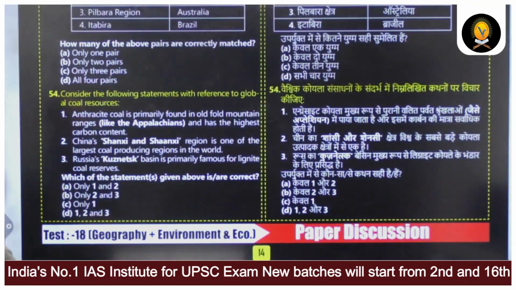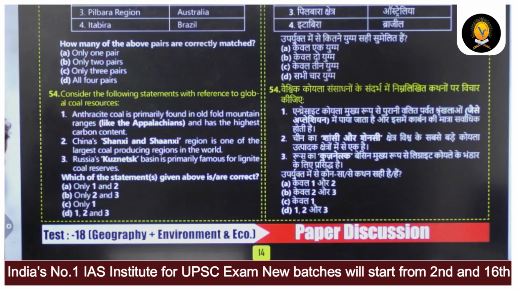Consider the following statements with reference to global coal resources. Antarctica coal is primarily found in old and mountainous regions. Anthracite coal is primarily found in old fold mountain ranges like the Appalachians and has the highest carbon content. Okay. China's Jiangxi and Shaanxi region is one of the largest coal producing regions in the world. Russia's Kuznetsk basin is primarily famous for lignite coal reserves. Okay. So, 54 is all correct, 1 and 2.